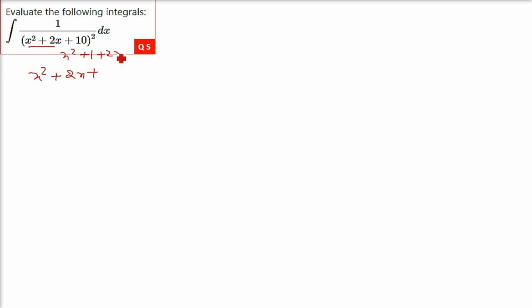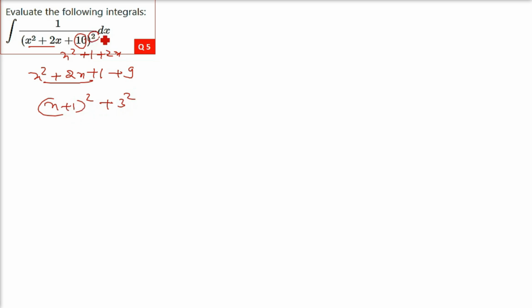So x square plus 2x, if it is combined with 1, it will form x plus 1 whole square. That means a plus b whole square, x is a and 1 is b. So x plus 1 whole square is a square plus b square plus 2ab. This will form x plus 1 whole square. Only 9 will remain, because 10 is 1 plus 9. So x plus 1 whole square plus 3 square.